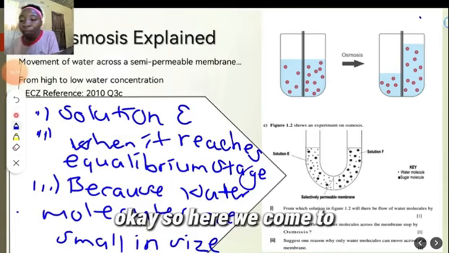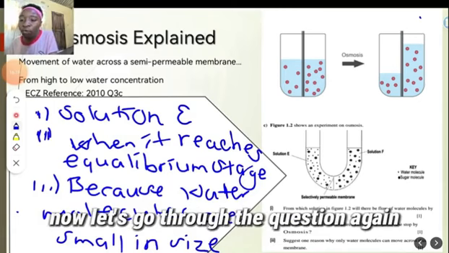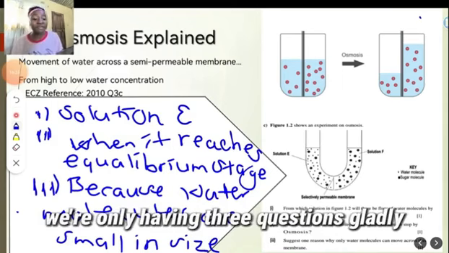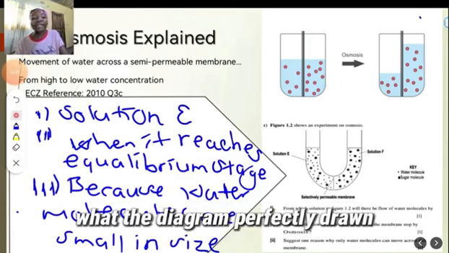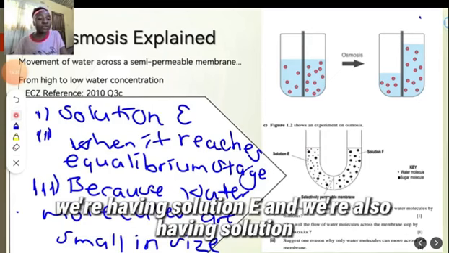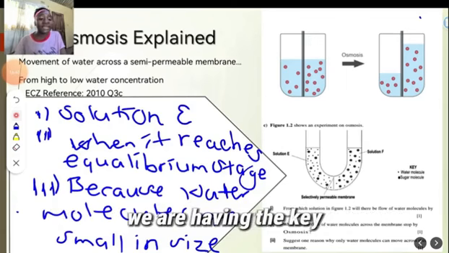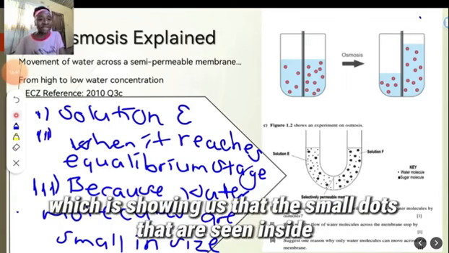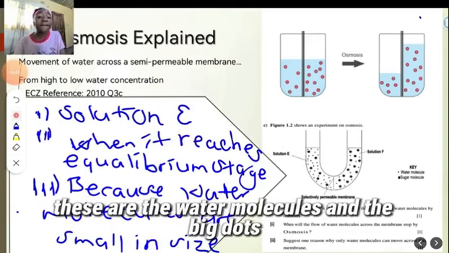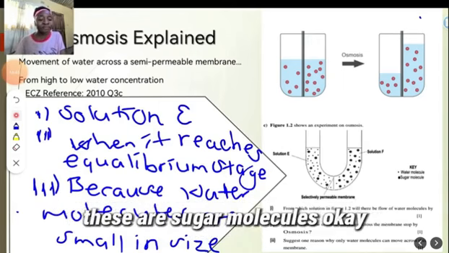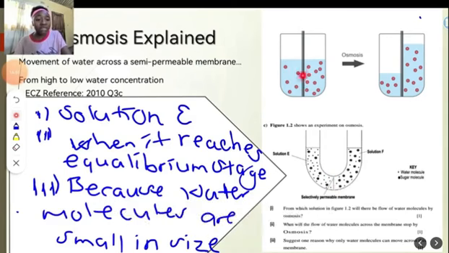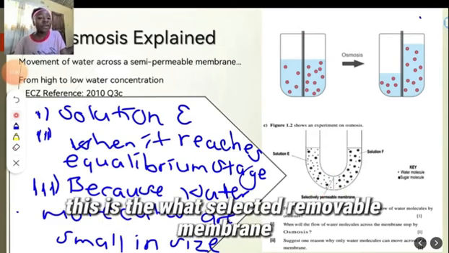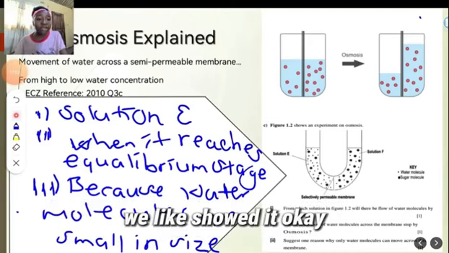Okay, so here we come to now, let's go through the question again following the answers that we're having. We're only having 3 questions largely. So the question was saying, figure 1.2 shows an experiment on osmosis. Well, we're having the diagram perfectly drawn. We're having solution E and we're also having solution F. And when we look around the diagram, we are having the key, which is showing us that the small dots that are seen inside these are the water molecules, and the bold dots that are seen, these are sugar molecules. Okay. So in here, this thing you're seeing here is the selectively permeable membrane. I bet we highlighted it when we were looking at it, we showed it.